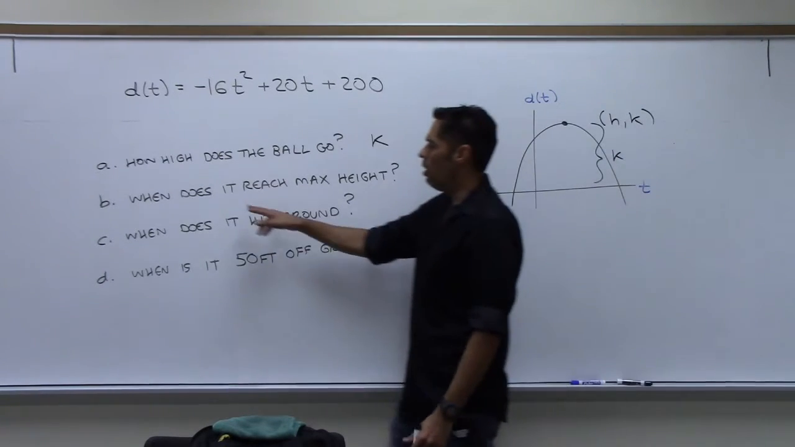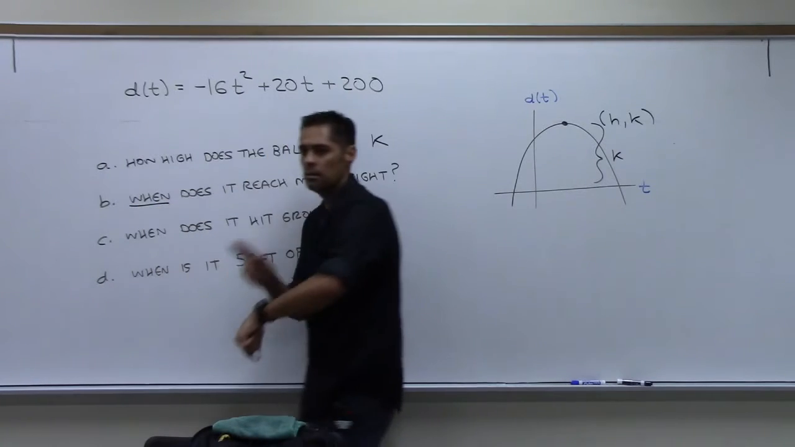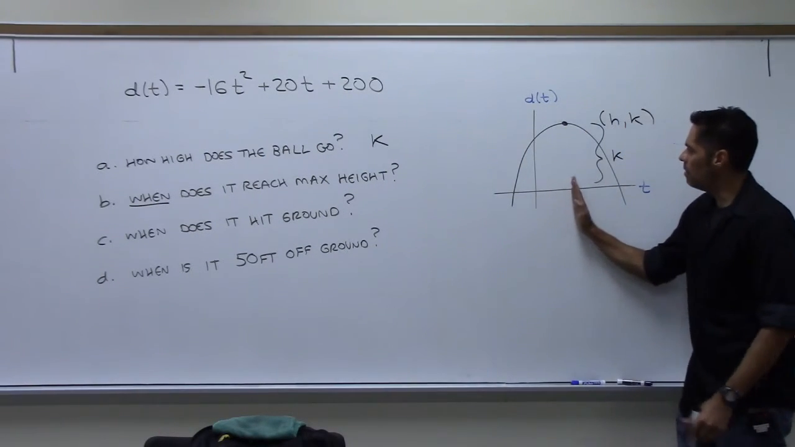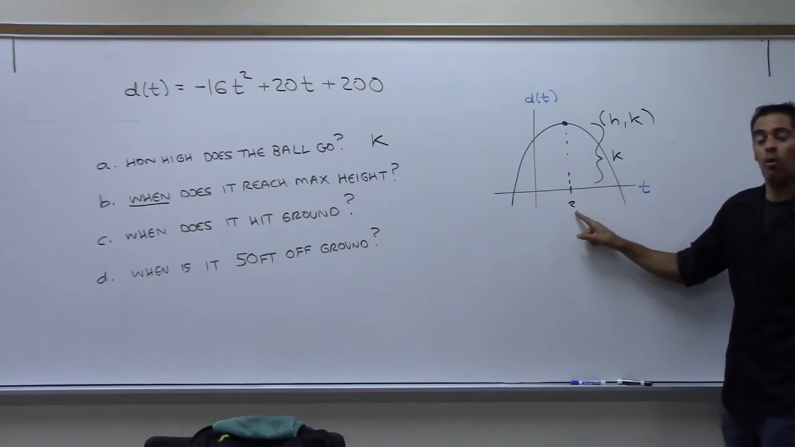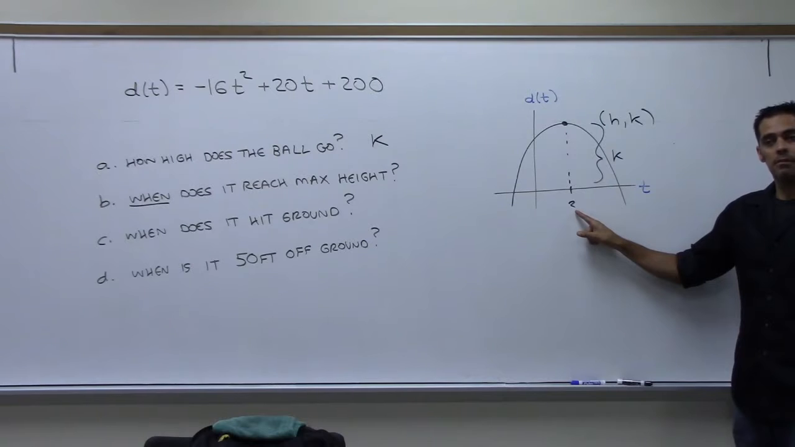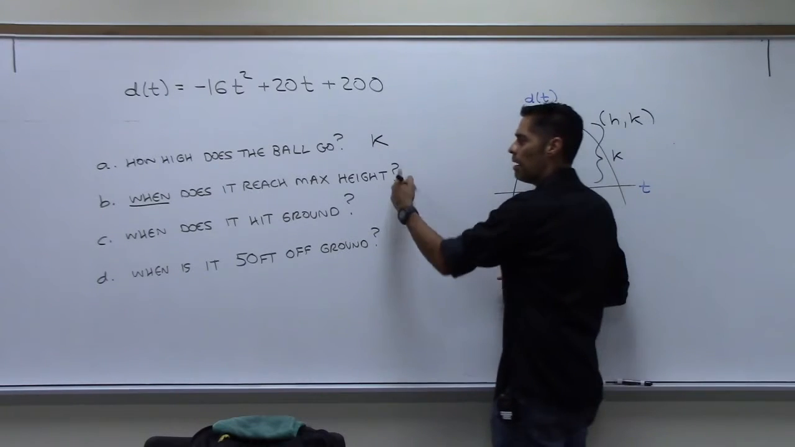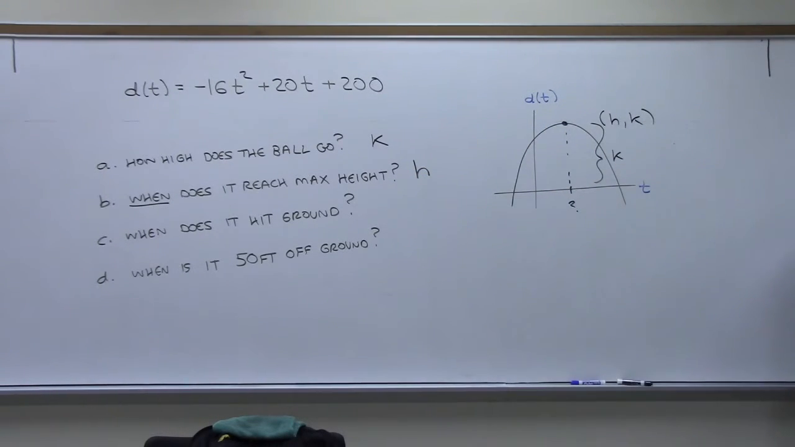When does the ball reach its maximum height? When? Time. At what point in time does it reach the maximum height? That would be the h of the vertex, wouldn't it be? So this is really just a secret way of asking you for the h coordinate of the vertex, or the axis of symmetry.